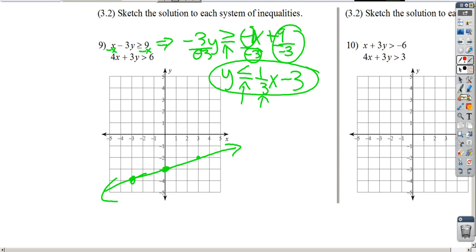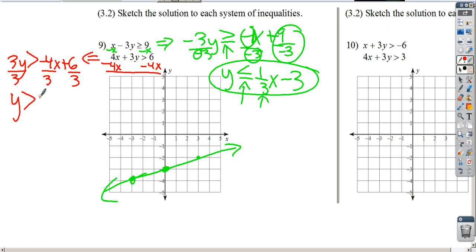Okay, this one, if we change it to slope-intercept form, we would subtract 4x, so we're going to get this over here. We'll get 3y greater than negative 4x plus 6. I don't have to switch the sign because I'm dividing by a positive 3 this time. So y is greater than negative 4 over 3x plus 6 over 3 is plus 2. So there's our second equation.